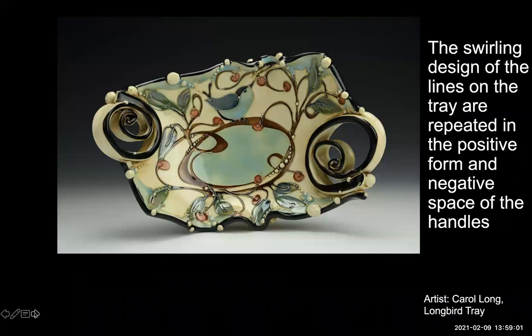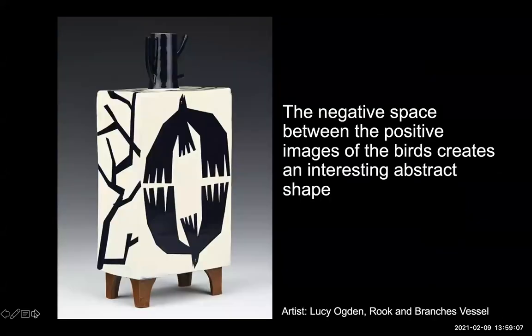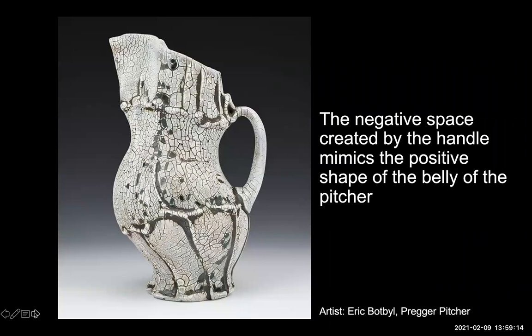The swirling design of the lines on the tray are repeated in the positive form in the negative space of the handles. In this piece, the negative space between the positive images of the birds creates an interesting abstract shape. In this piece, the negative space created by the handle mimics the positive shape of the belly of the pitcher.